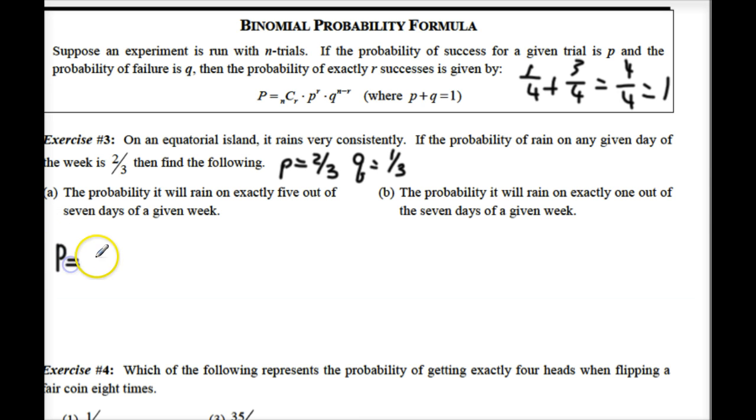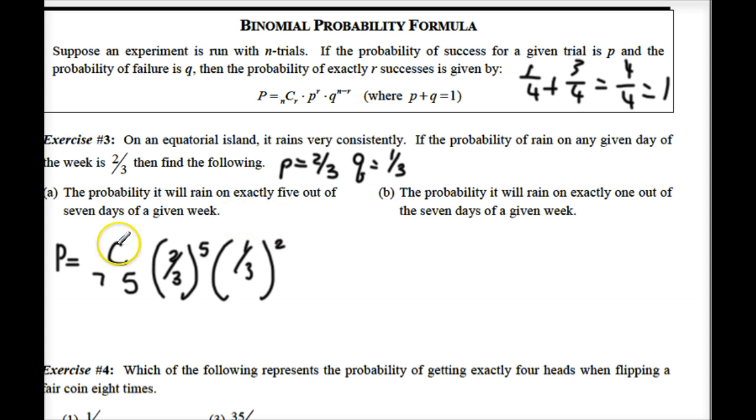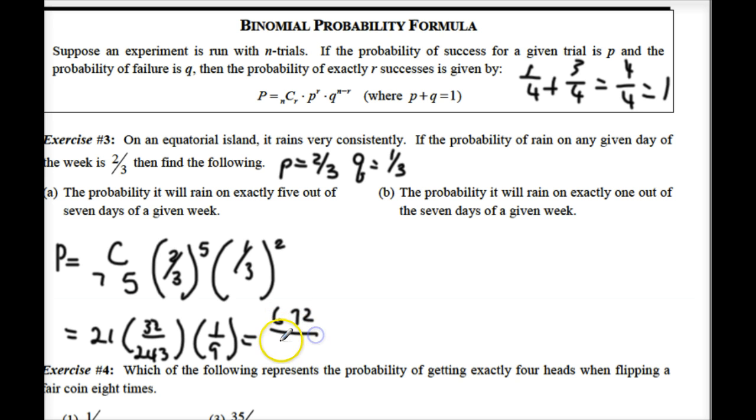The probability is equal to the combination. It says 7 days in a week, and the probability that it will rain 5. Then I do the success is 2 out of 3 for 5 days, and 1 out of 3 for the remaining 2 days. This will actually be 21 times 32 over 243, and then this is 1 over 9. All of this is equal to 672 over 2187. You can simplify or leave it as this is perfectly fine.